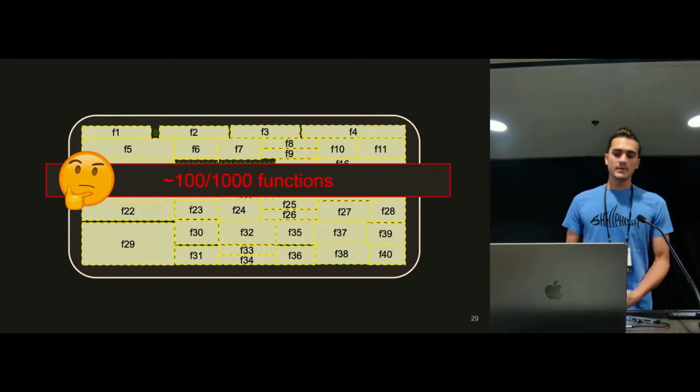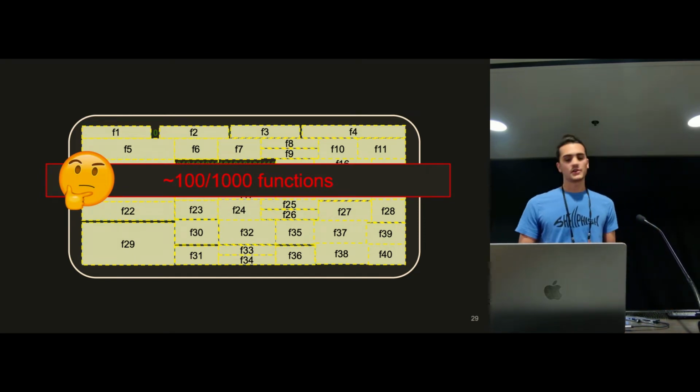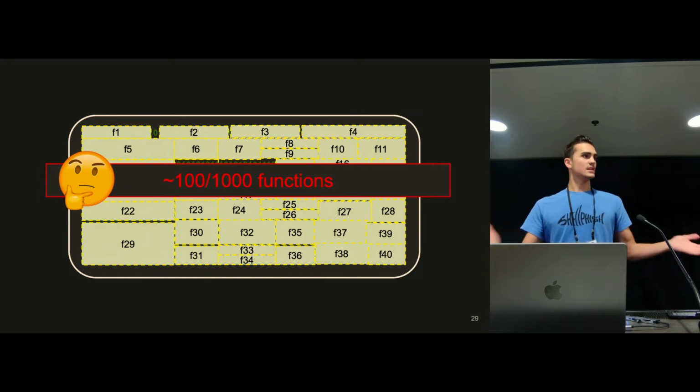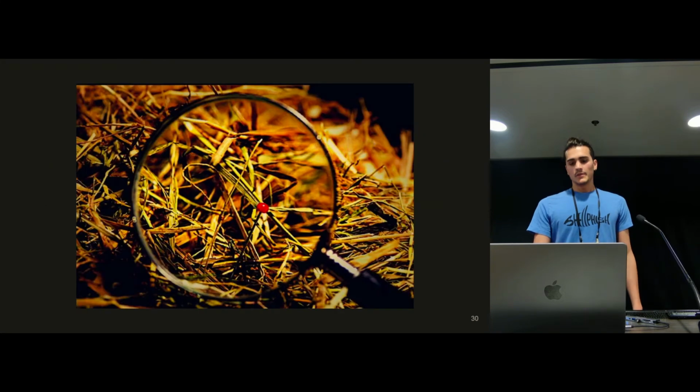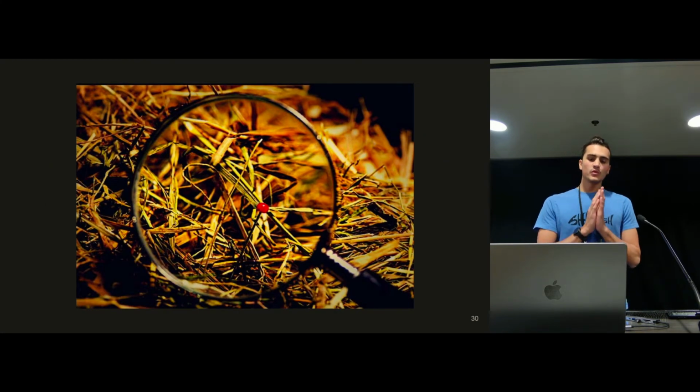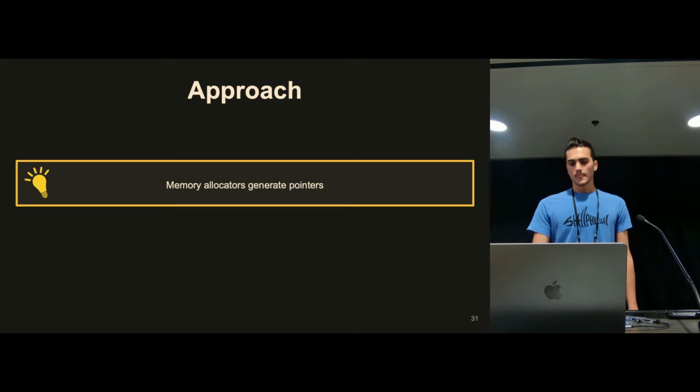Now, the problem is sometimes we have hundreds to thousands of functions, so we cannot dig into this set manually. So we need to use an automatic technique to understand what's going on. As I said, we are looking for malloc and free, and this looks like looking for a needle in a haystack sometimes. So again, we need an automatic technique to perform this task.